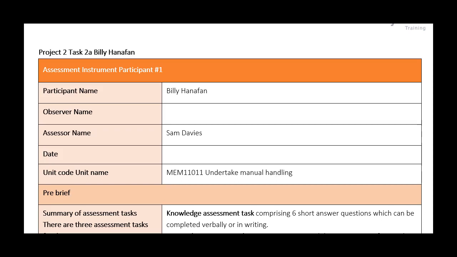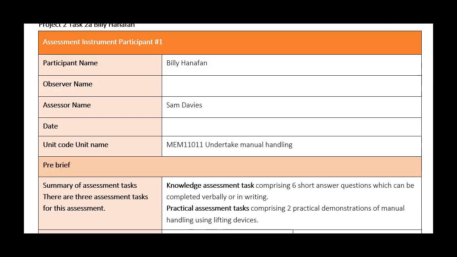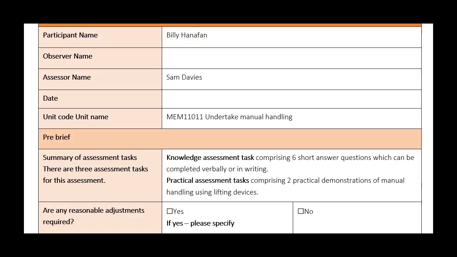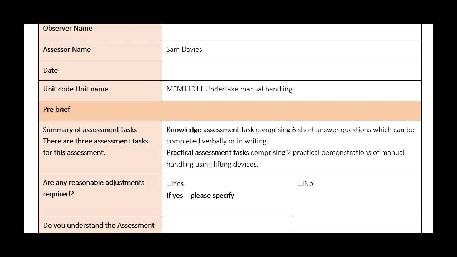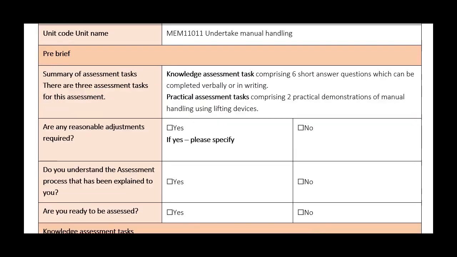Remembering you're going to be watching a video of Billy performing the tasks. So the observer name is yourself. We've already put the assessor name in based on the case study, that's Sam. And you can put the date that you undertook the observation. The unit of competency that he's being assessed in or observed in for undertaking your role is unit code and unit name MEM11011, undertake manual handling.